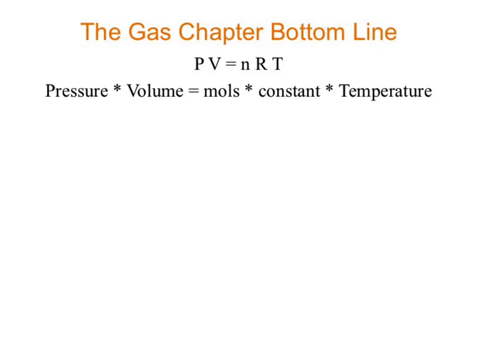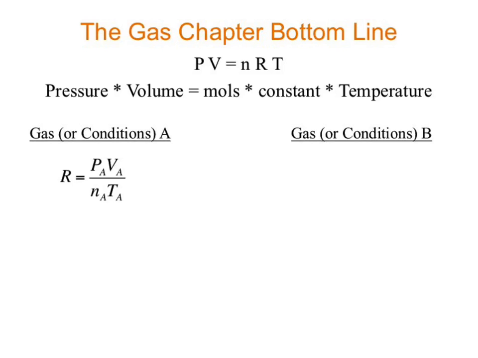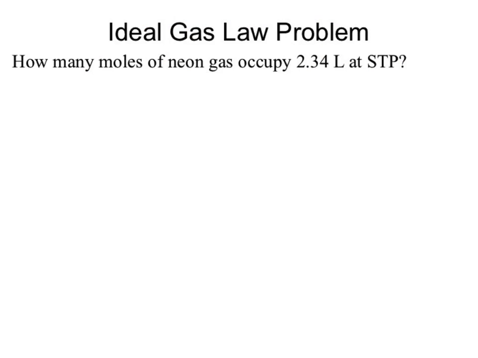Because we now have an equation, what could we potentially do with an equation? We could solve for some stuff. So, how many moles of neon gas occupy 2.34 liters at STP? I want you to go through and attempt to solve this as fast as possible. I am also going to attempt to do this, and we're going to see who wins. Those of you laughing, you should be able to beat me. And you probably don't want to pay attention to what I'm writing.